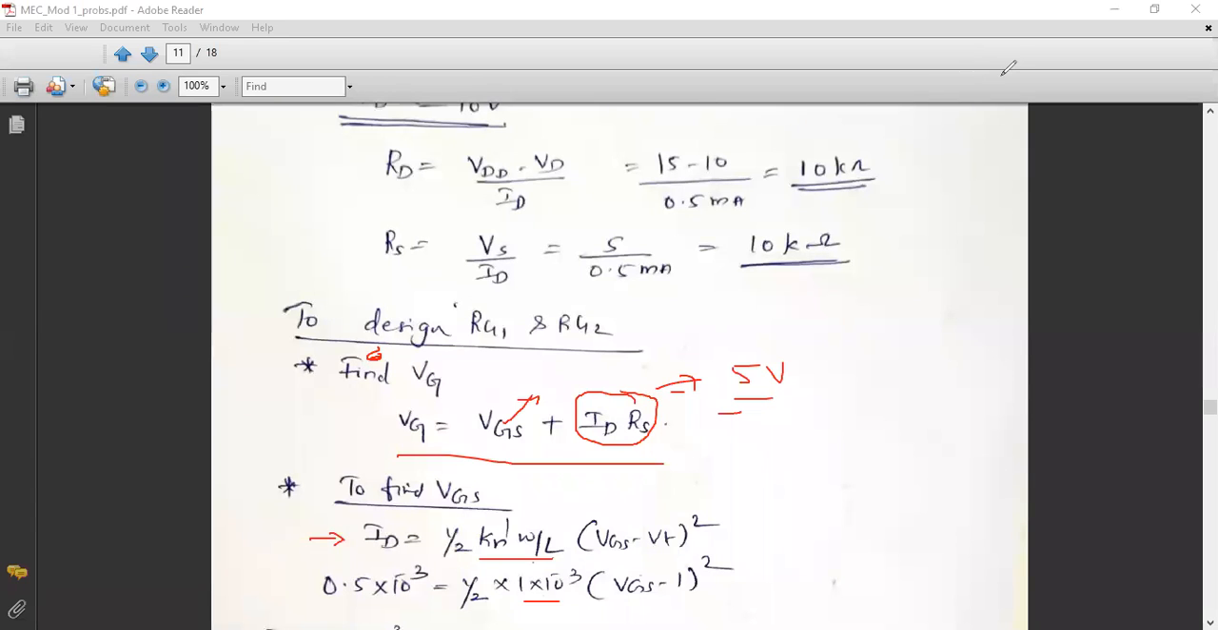Yes, very good. Nivedita, good. Yes, it is 2 volt. Okay, VGS is 2 volt.